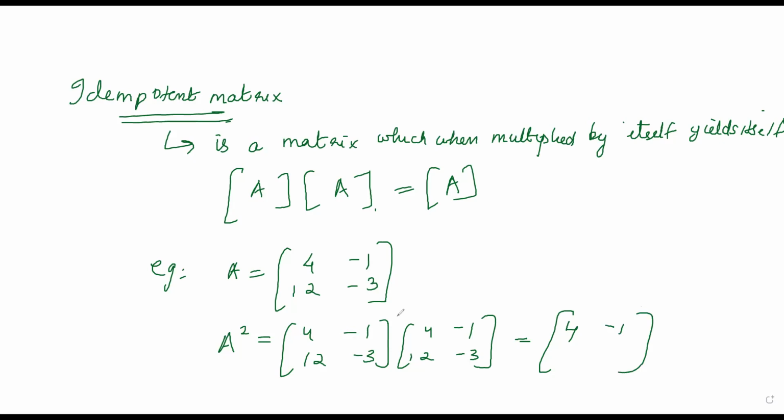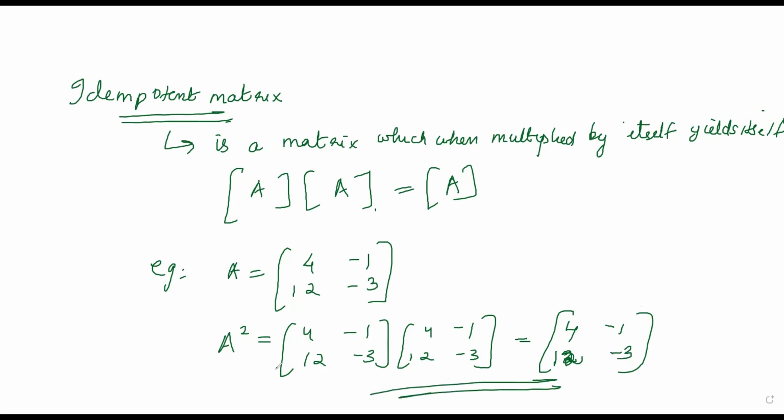Then 12 into 4, 48, minus 3 into 12, so 36. So 48 minus 36, you'll get again 12. Then 12 into minus 1, minus 12 plus 9, that is minus 3.